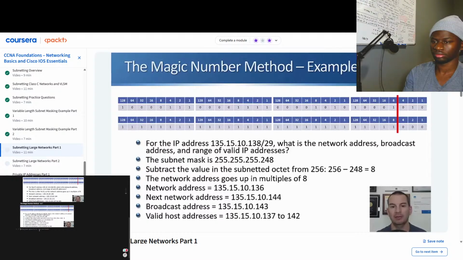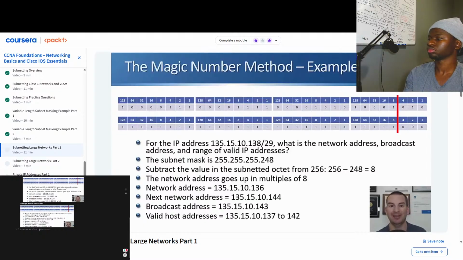And what you do with the magic number is you take the value in the octet that is being subnetted, so 248 in this case, you take that away from 256. So 256 minus 248 gives you 8, and you know that the network addresses are going to go up in blocks of 8. In our example, our address was 135.15.10.138.